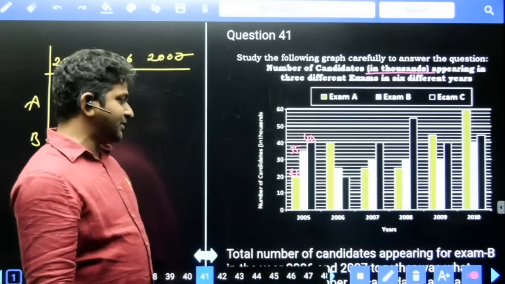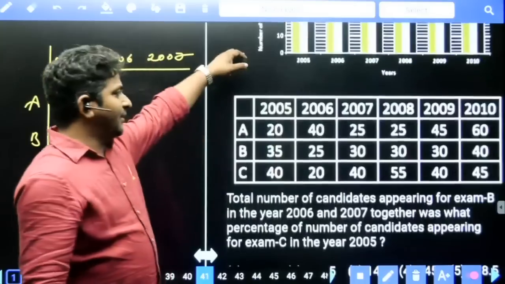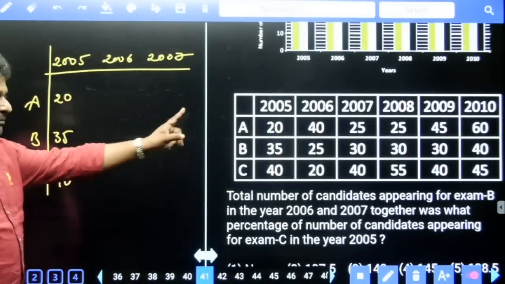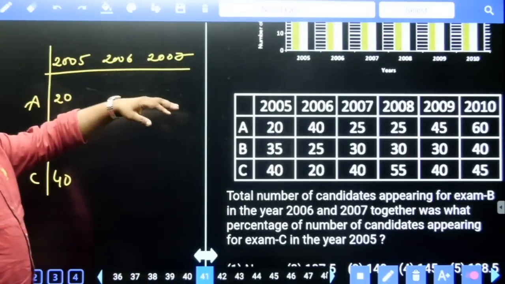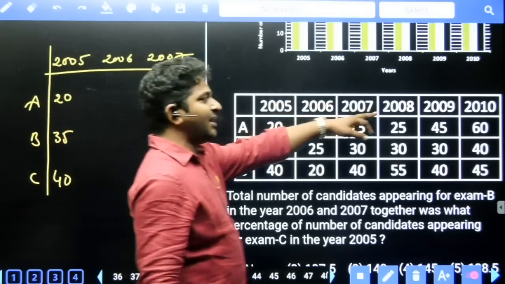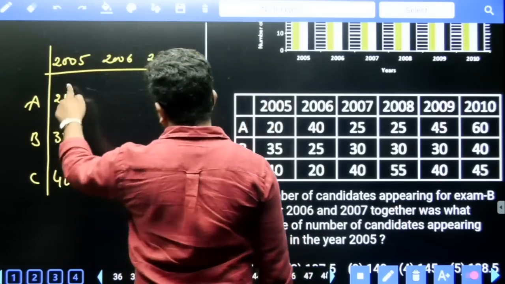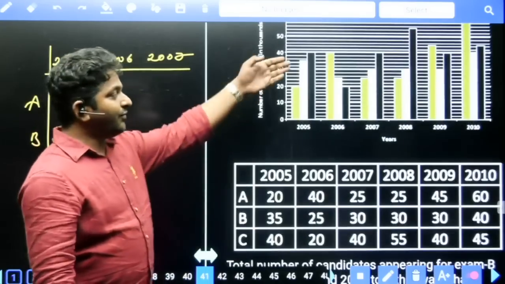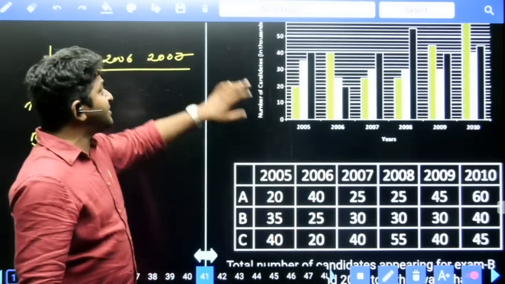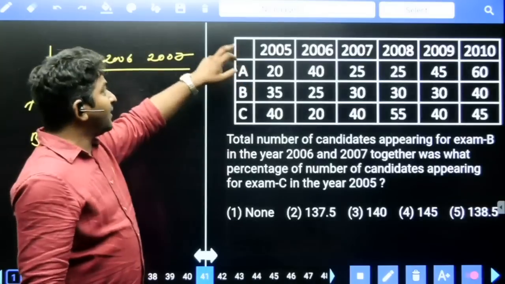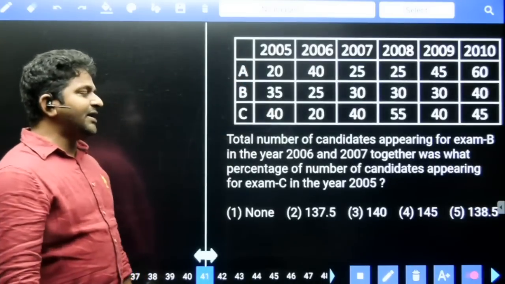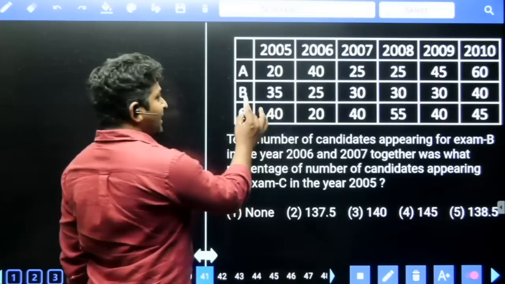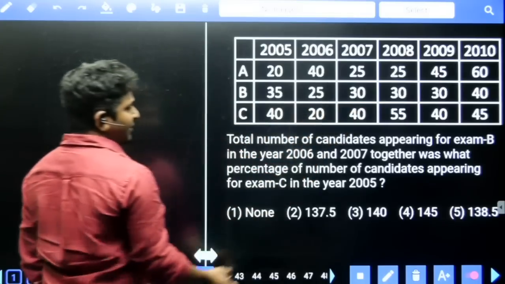And now if you observe this, let's see exactly what I was telling you. ABC in vertical manner and horizontally will write years 2005, 6, 7, 8, 9, 10. I've made it ready for 2005, 20, 35, 40, 20, 35, 40. If you convert remaining also, this is going to be our final table. Next. Number of candidates appearing for exam B in the year 2006 and 7, that is equal to 55.